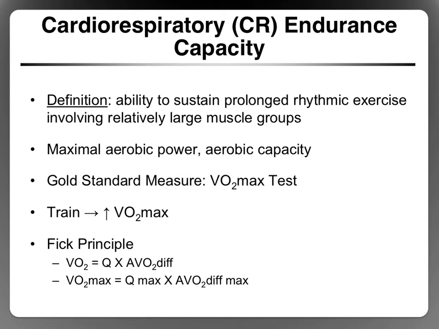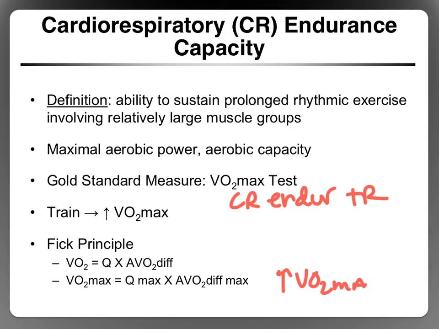All right, this is the second recording for the cardiorespiratory endurance concept map. I'm going to go a little bit faster this time because the first few slides here are review. Remember that at the top of your concept map, you've got cardiorespiratory endurance training, and at the bottom of your concept map, you have an increase in VO2 max. And so when we train, our VO2 max goes up.